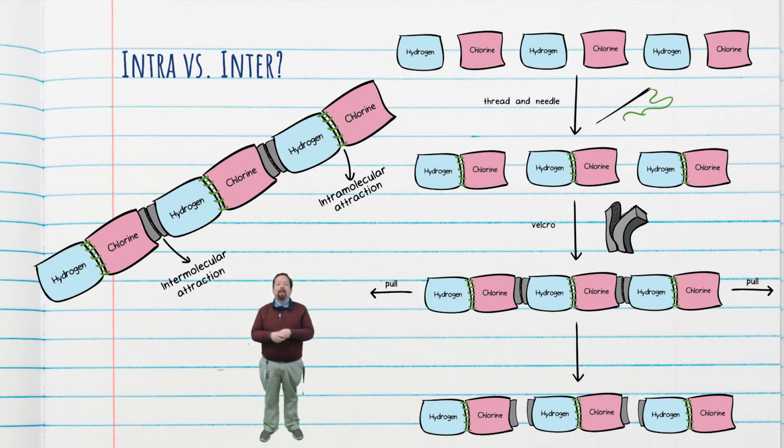The difference between them being stuck together via that Velcro and pulled apart into individual molecules is the difference between whether that substance is currently in its solid or liquid state. Let's do a quick review of our intramolecular forces.